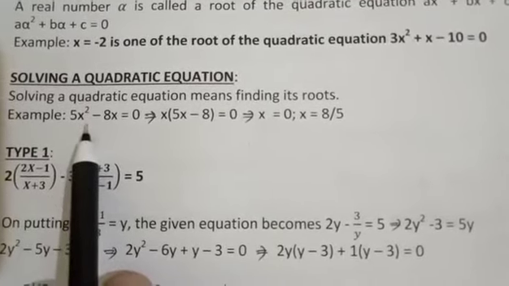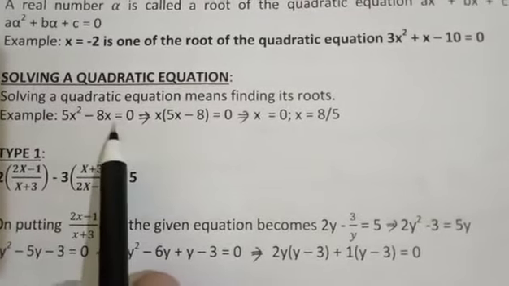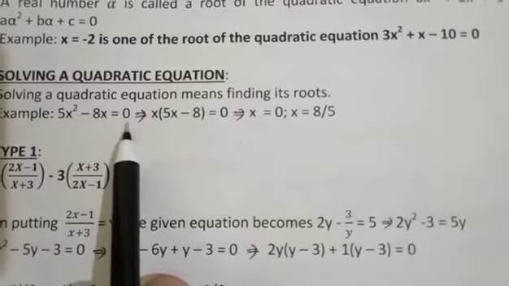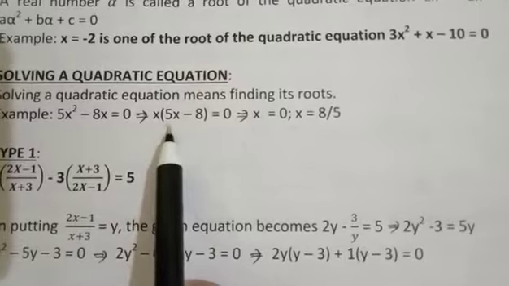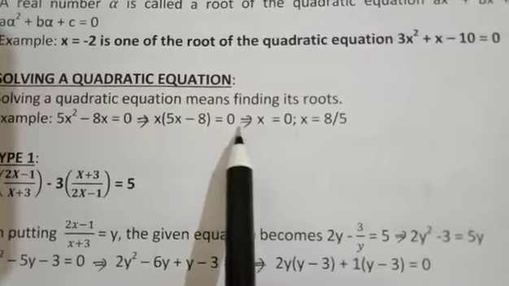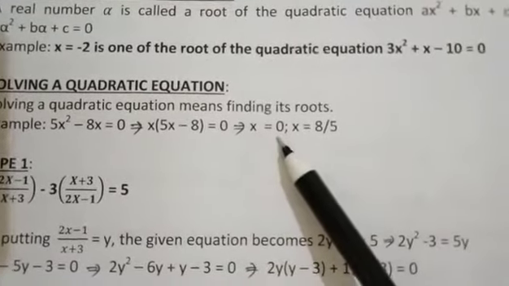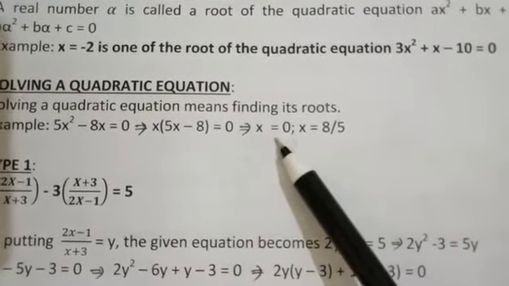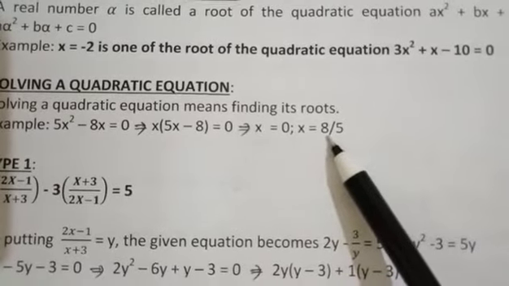The equation is 5x² - 8x = 0. If we take x common, it becomes x(5x - 8) = 0. And from this I am getting two values of x. First is 0, another one is 8/5.